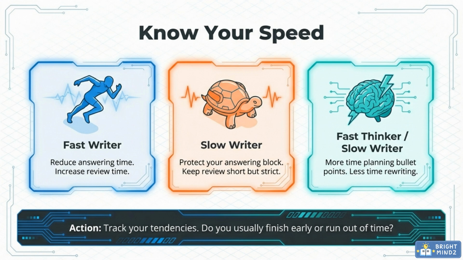Your time plan only works if it matches your natural speed. If you're a fast writer, use that advantage. Move through answers quickly and save extra minutes for checking. If you're a slow writer, fiercely protect writing time and keep your review short but focused. If you think fast but write slowly, spend a little longer planning bullet points so you can write once clearly. Notice your pattern. Do you usually finish early or rush at the end?